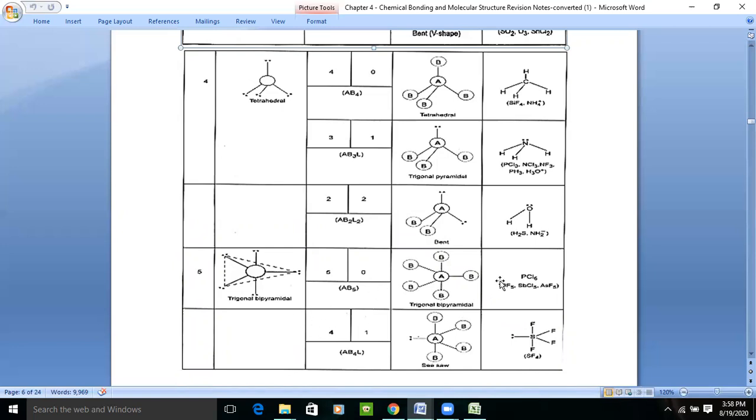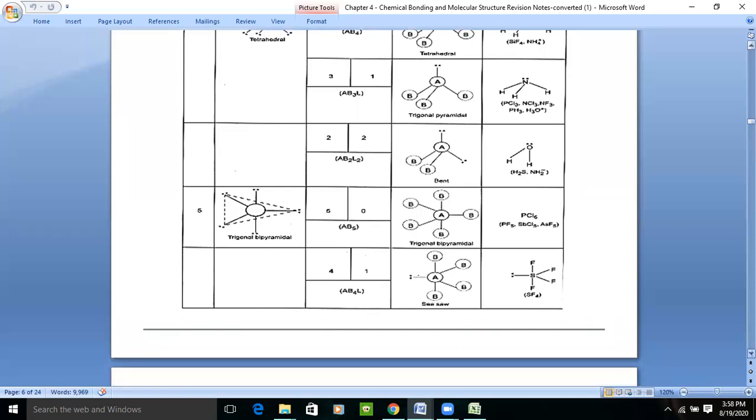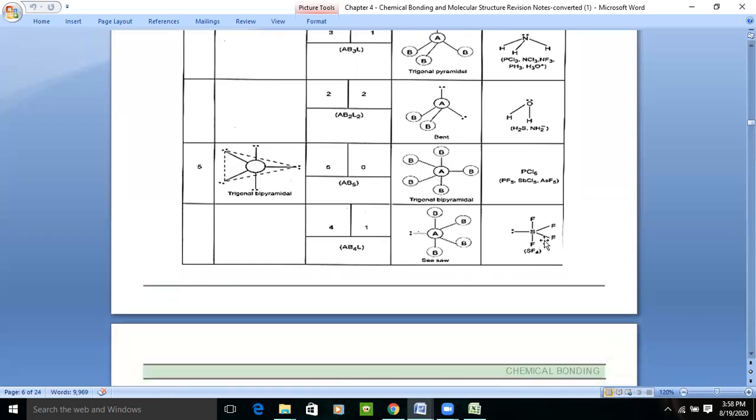Whenever the two pyramids are above each other, it's an example. So whenever five electrons are there, all are bonding, they'll choose triangular bipyramidal. Whenever four bonded pairs and one lone pair of electrons are there, the structure will be seesaw at this time. For example, SF4, where fluorine surrounds this thing.